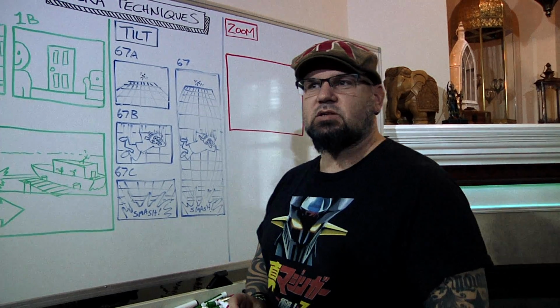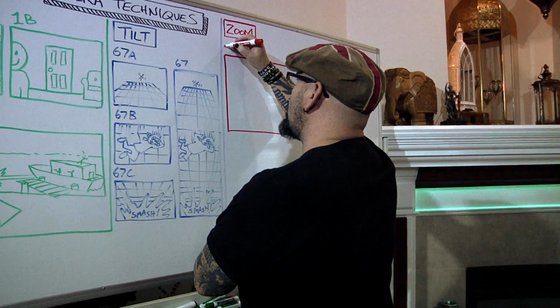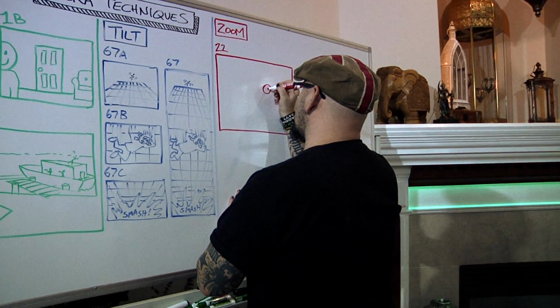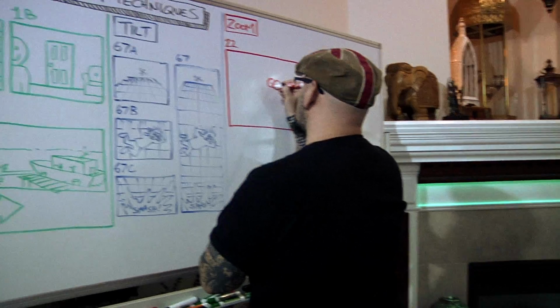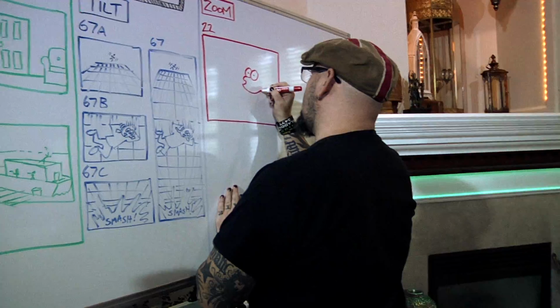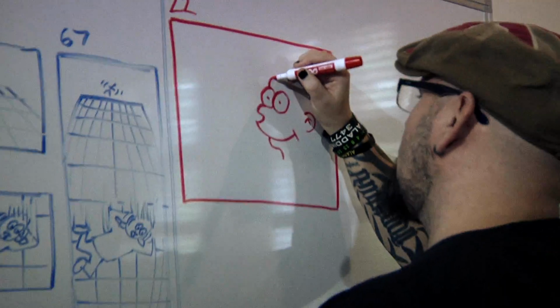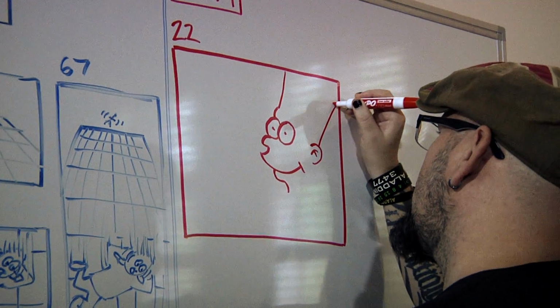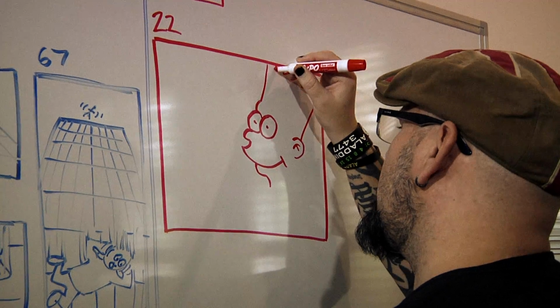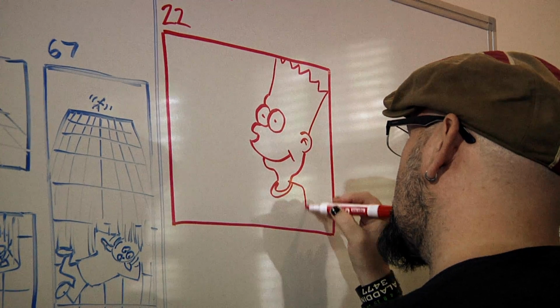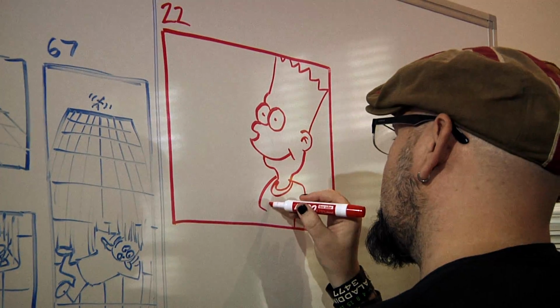So let's say we've got storyboards for a cartoon called The Simpsons. Okay, so let's say this is shot 22. And let's say we've got our fave Bart Simpson. So let's say Bart is chilling out right here. Here's his ear. So here is Bart Simpson, and he's got a shirt on here. He's just chilling like a villain.